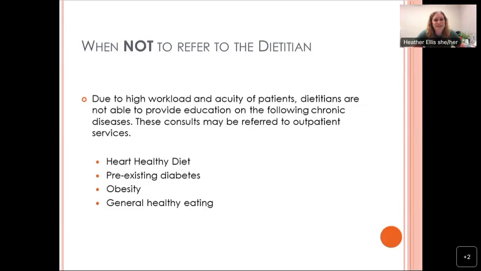When not to refer to the dietitian. So due to the high workload and the acuity of our patients that we have to see, the dietitians are unable to provide most education in hospital, and we rely on following in the community for chronic disease management. So we would refer to an outpatient dietitian. So these include heart healthy diets, pre-existing diabetes, obesity, and general healthy eating.